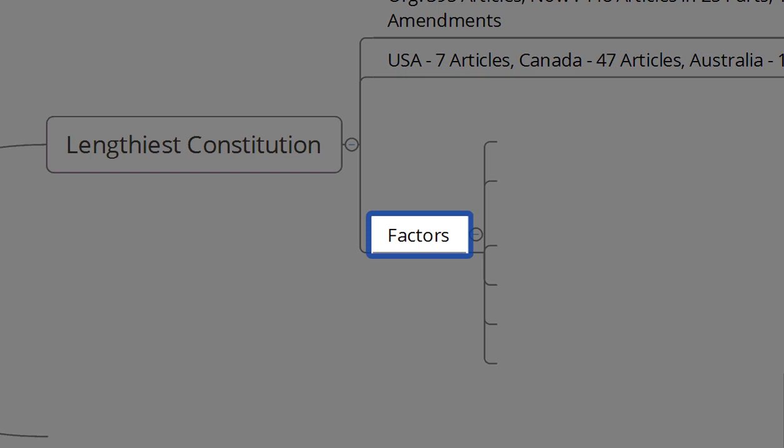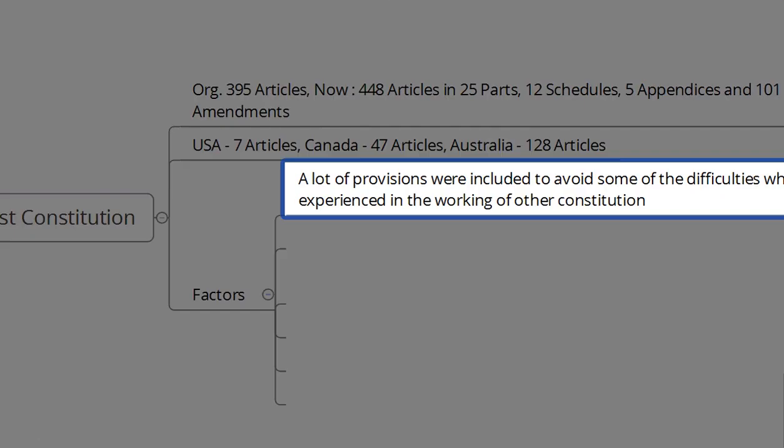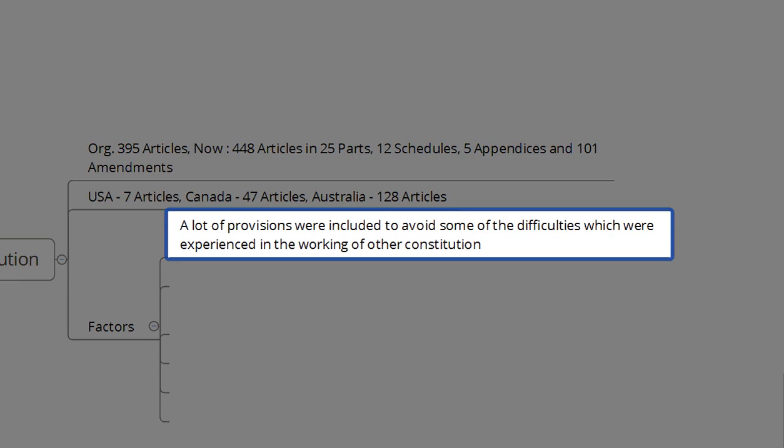So, what are the factors that made our constitution such a lengthy one? There are a lot of provisions which were included to avoid some of the difficulties which were experienced in the working of other constitutions. It was the product of our founders, who foresaw there might be loopholes if they did not include some provisions. So to avoid these loopholes, they inserted many provisions by understanding the drawbacks of various constitutions of the world, and thus our constitution has become lengthy due to this factor.